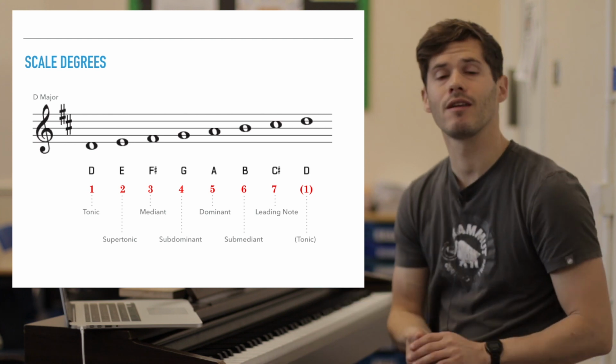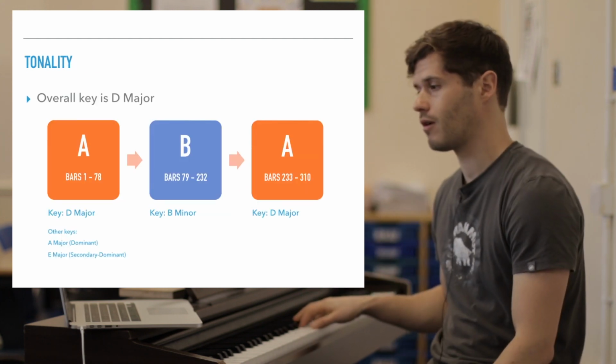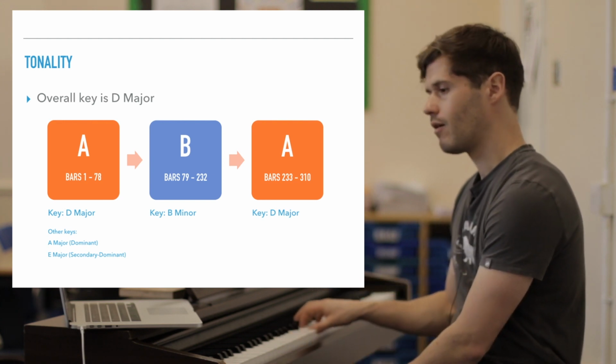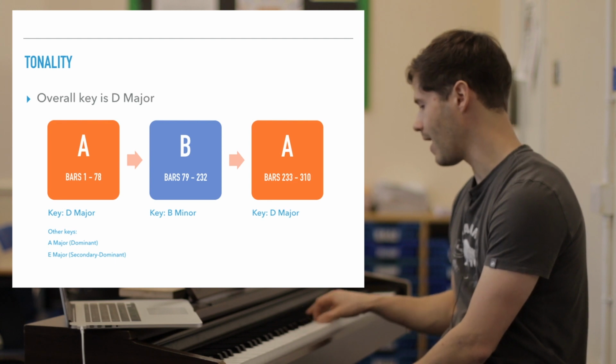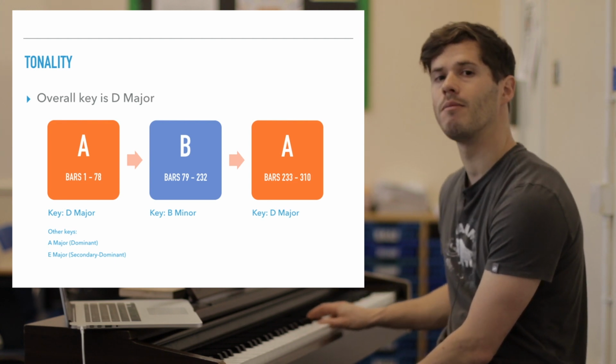So remember what I said that in section A, we go to the dominant, okay? So if we're in the tonic D, moving to A is the dominant. So we suddenly change key, we modulate to A major, and that's known as the dominant, okay?